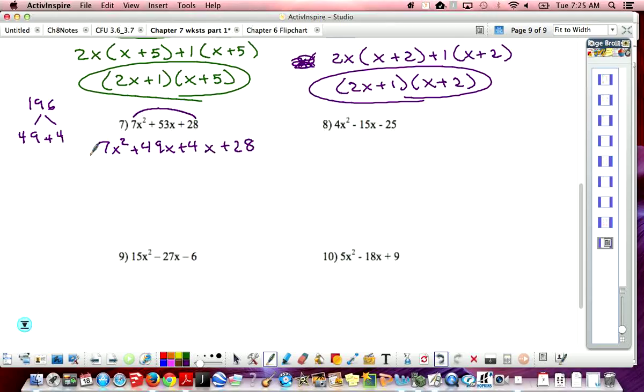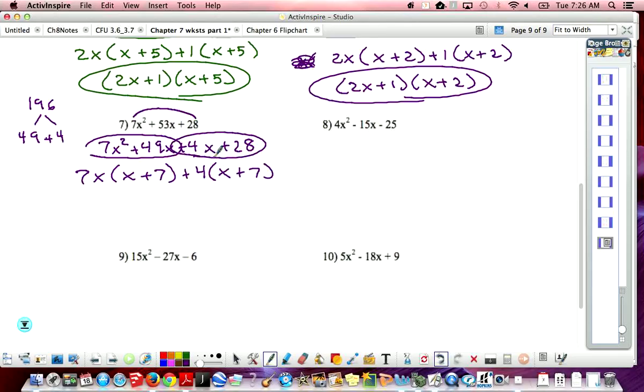Now, what do these two terms have in common? A 7 and an x, so I have x plus 7. These two terms have a 4 in common, so I factor out the 4. So I get 4 sets of x plus 7. Now combine like terms: 7x plus 4 sets of x plus 7's.